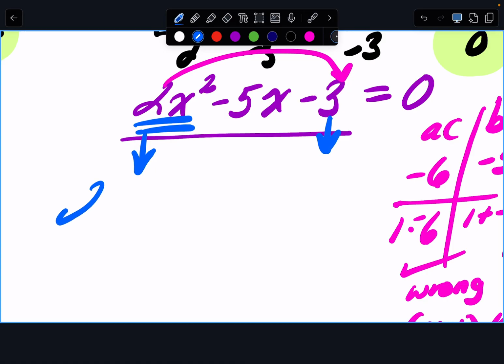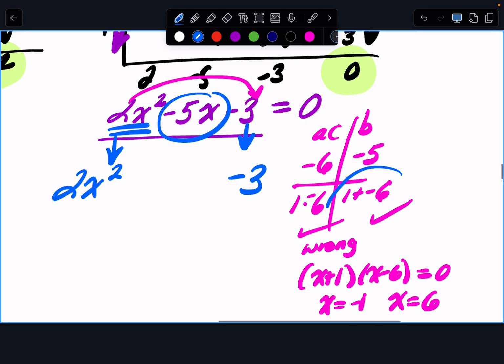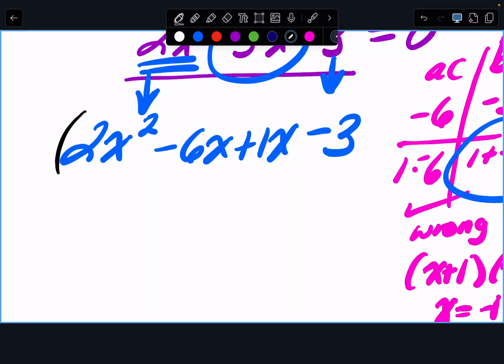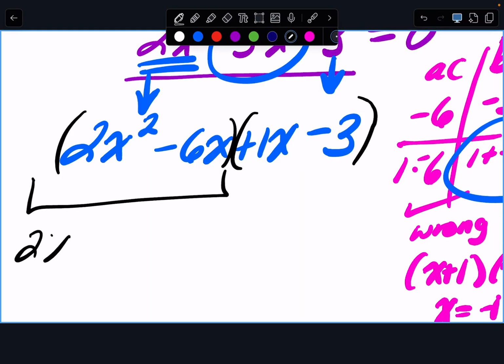So I need to drop down 2x squared, drop down negative 3, and rewrite negative 5x as these with an x. We all know how to factor a quadratic. I'm going to put minus 6x first, plus 1x, as a personal choice. We then group the first 2 terms. We all know how to factor a quadratic. Pull out a 2x.